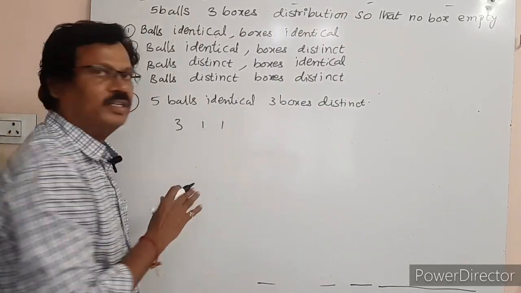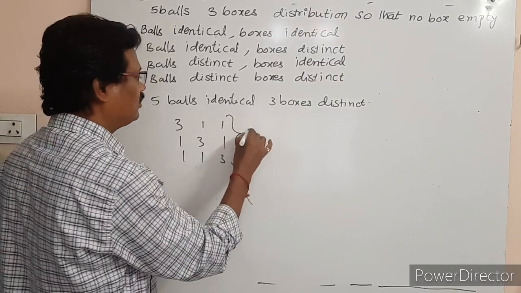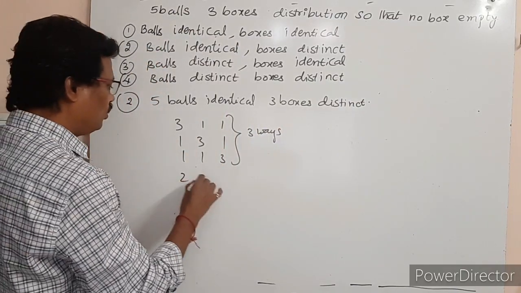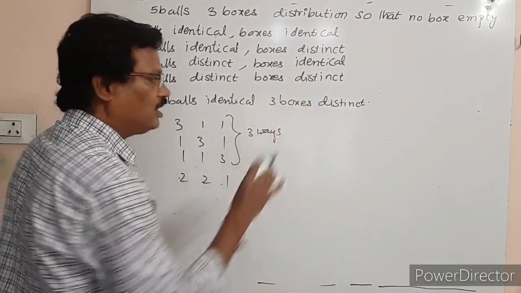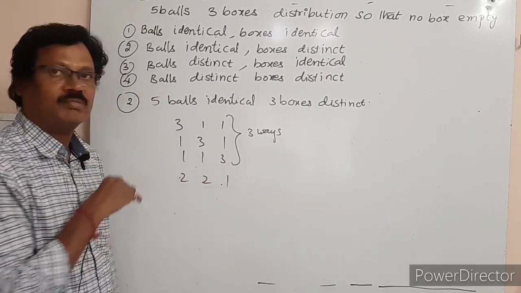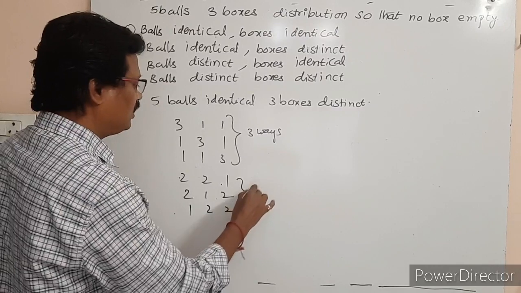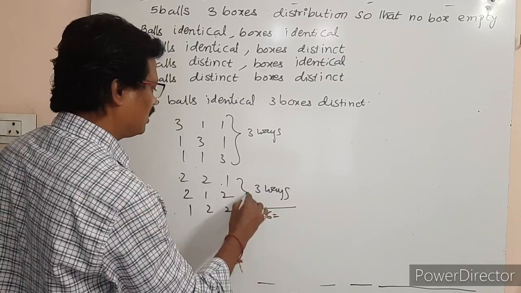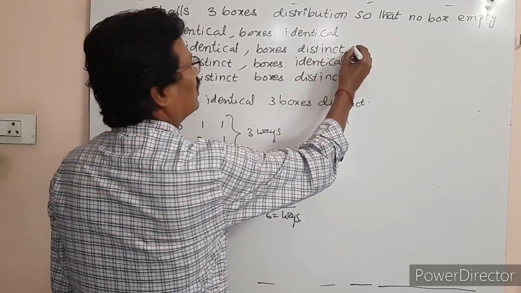Now, since boxes are different: 3, 1, 1; 1, 3, 1; 1, 1, 3. Therefore, this is 3 ways. And again, 2, 2, 1. Now 2, 2, 1 in the three boxes. Since the boxes are distinct, this is 2 balls into the last box and 1 ball into the second box. That is also possible: 2, 1, 2; 1, 2, 2. Therefore, this is 3 ways. Therefore, the total number of ways is equal to 6. Therefore, the answer for this is 6.